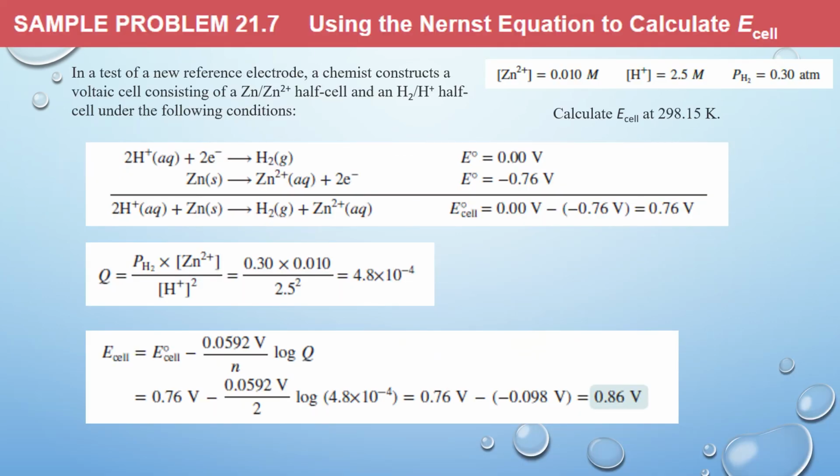Now let's use this example problem to demonstrate how we can use the equation we developed in the previous slide to calculate the cell potential at non-standard state. That equation is also called the Nernst equation. Here we have an electrochemical cell with zinc and hydrogen electrodes, and it's no longer at standard condition, because zinc 2 plus is at 0.01 molar, the proton is 2.5, and the pressure is 0.3. None of them is at standard state. We want to calculate the cell potential at room temperature.